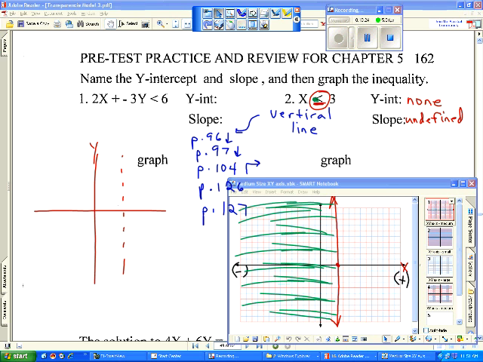Make sure you do your memory work for your horizontal vertical. Which way to shade on x's, which way to shade on y's, when is it solid, when is it dotted, and how to go from standard to slope-intercept form. Any questions on the first 2? All right, number 3.